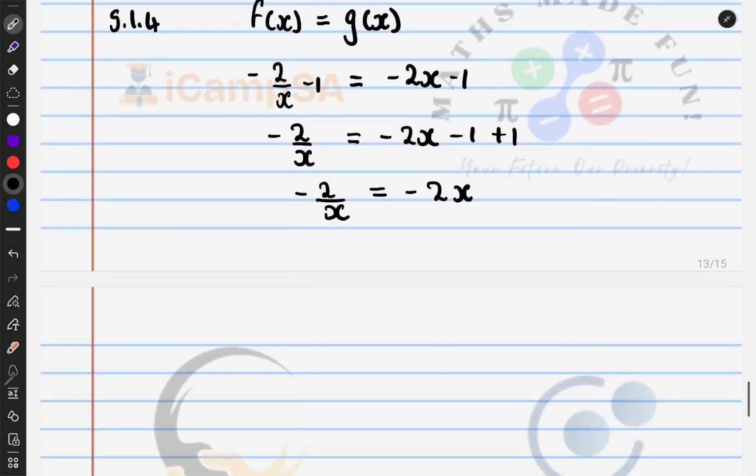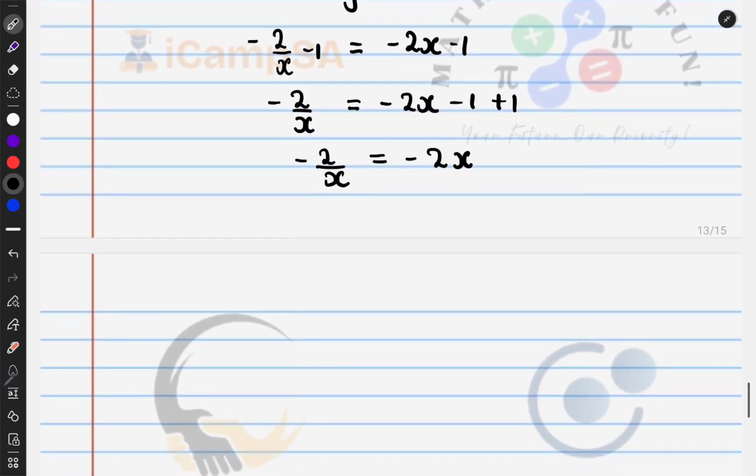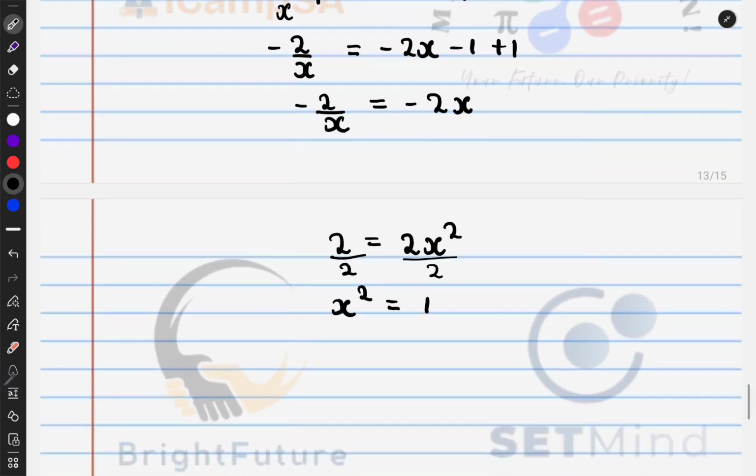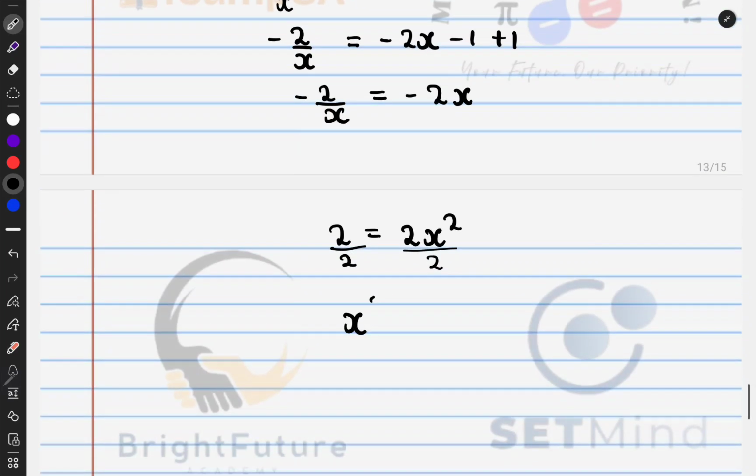Let's multiply by negative x on both sides. When we multiply, we're gonna have 2 is equal to 2x squared. And then after that, let's just divide by 2 on both sides to isolate the 2. Therefore x squared is equal to 1.